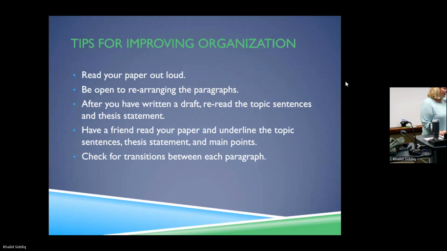Read your paper out loud. I already said that. Be open to rearranging the paragraphs.